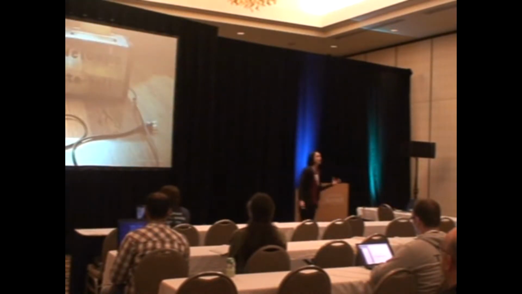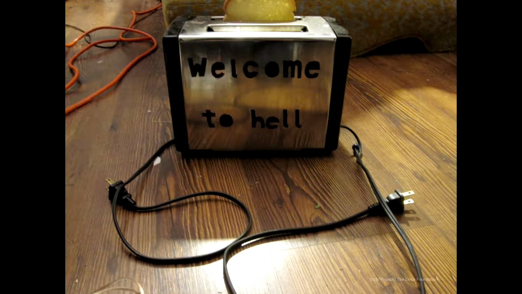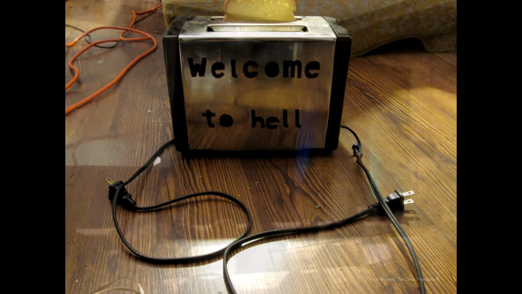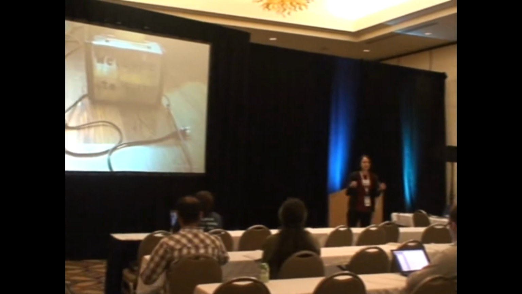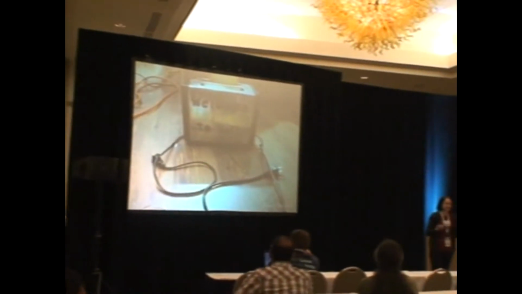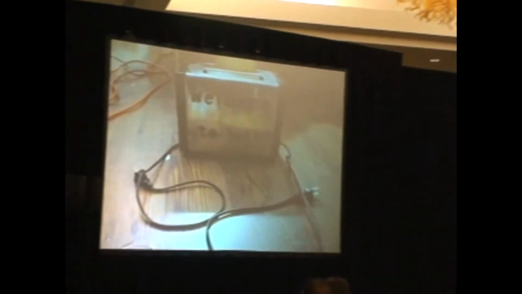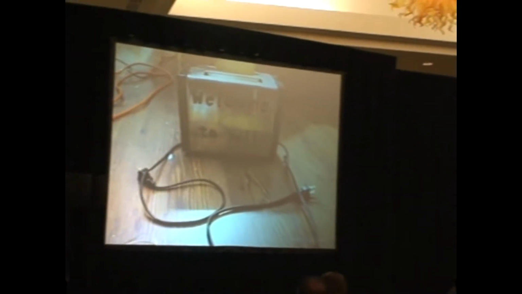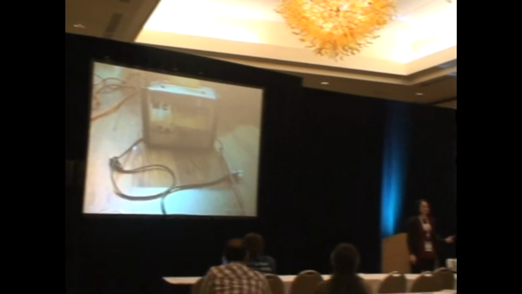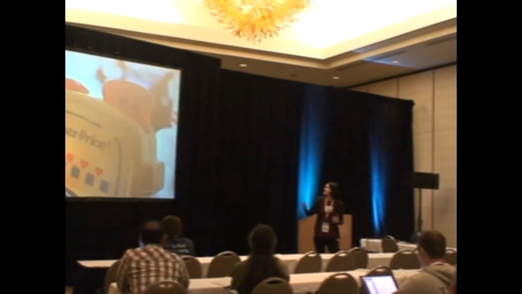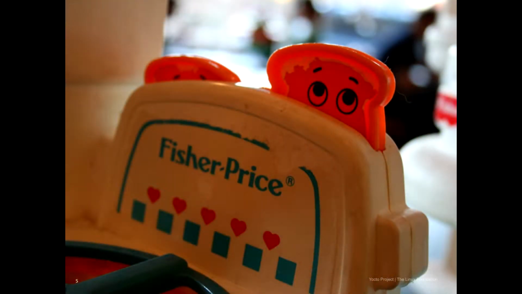I'm going to tell you the story of Toaster. And by now, I think that everybody more or less knows what Toaster is. It's a web-based interface to the build system that the Yocto Project uses. And Toaster actually is not as scary as this at all. We just released the first version last Friday. So it's more like this, like Fisher-Price Toaster.